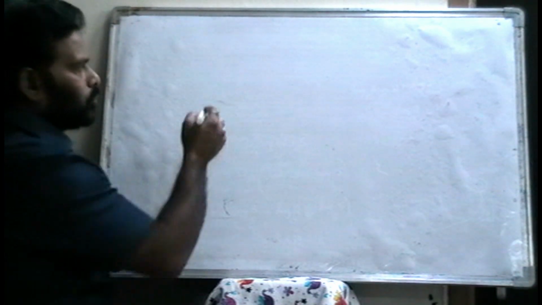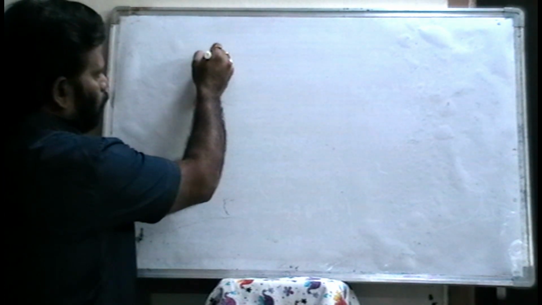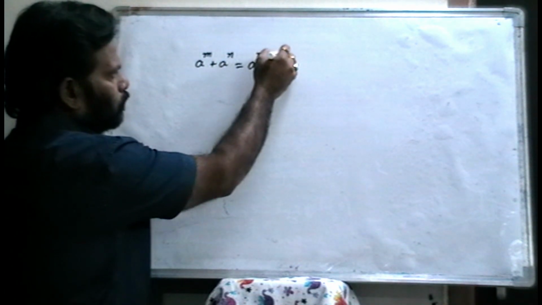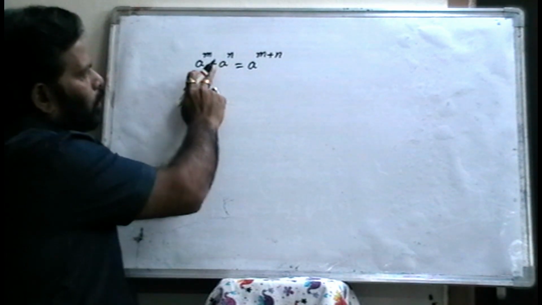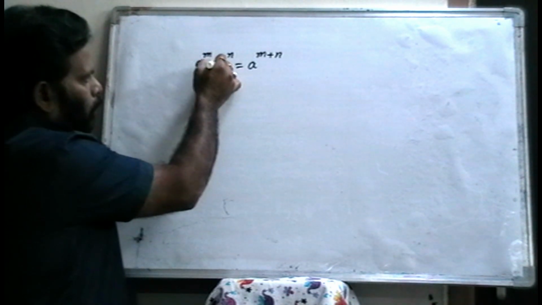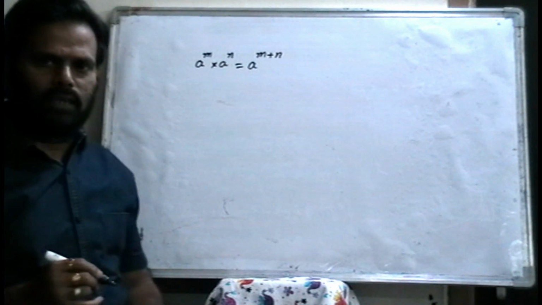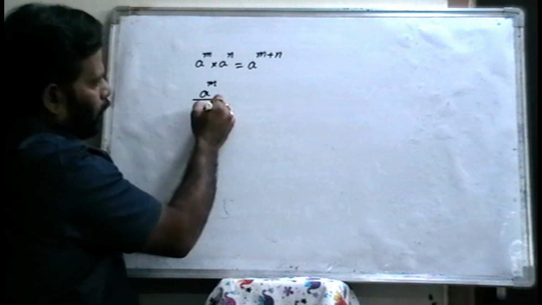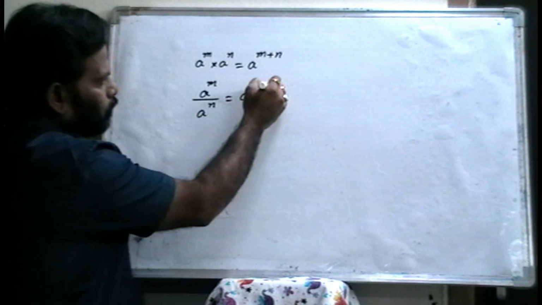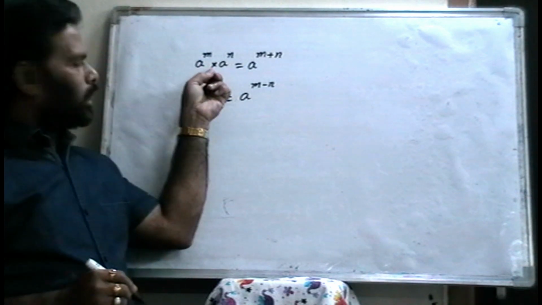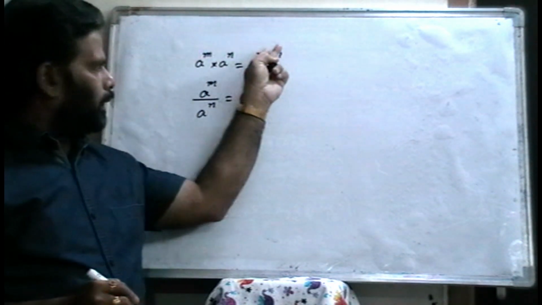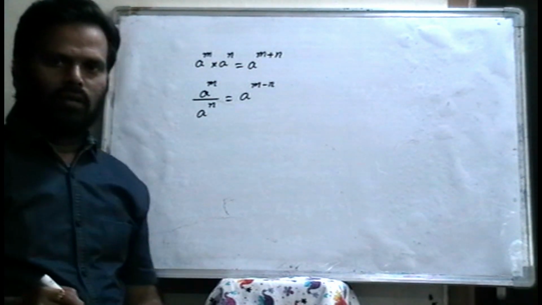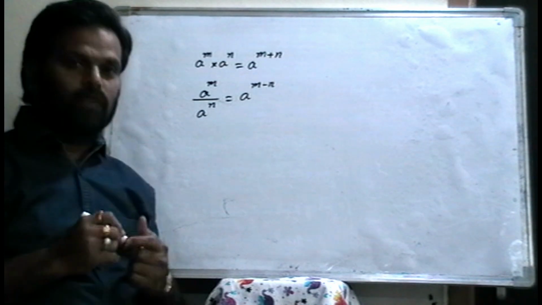Next, already we know that a to the power of m into a to the power of n is equal to a to the power of m plus n, and a to the power of m by a to the power of n is equal to a to the power of m minus n. In multiplication, bases are equal, powers should be added. In division, bases are equal, powers should be subtracted. So we know these formulas.